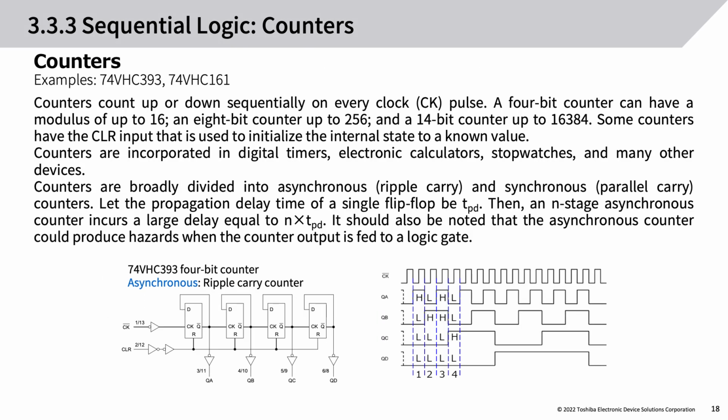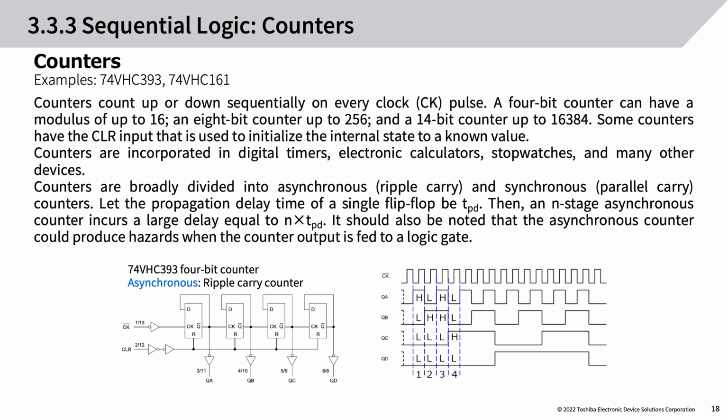Sequential logic, counters. Counters count up or down sequentially on every clock, CK, pulse. A 4-bit counter can have a modulus of up to 16, an 8-bit counter up to 256, and a 14-bit counter up to 16,384. Some counters have the CLR input that is used to initialize the internal state to a known value. Counters are incorporated in digital timers, electronic calculators, stopwatches, and many other devices.